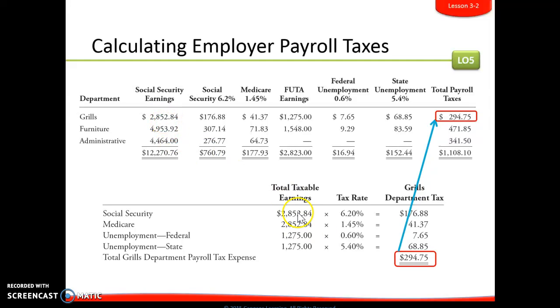So we're going to take the Social Security earnings times the tax rate to get our Social Security tax. Same thing with Medicare. We're going to take our Social Security earnings times that tax rate to get our Medicare tax. The unemployment, so we're going to take our FUTA earnings here times the percentage for federal unemployment to get that. And then same thing, we're going to take the FUTA earnings again times our state unemployment to get that tax. We would add all of those taxes together to get our total for each department. So here they're listing the total for each department and then the total amount of payroll taxes that the employer will pay.